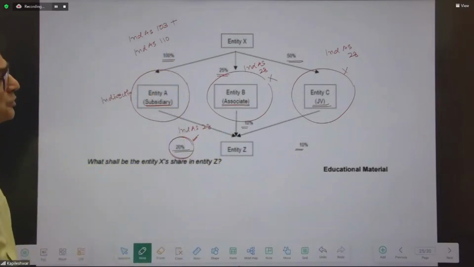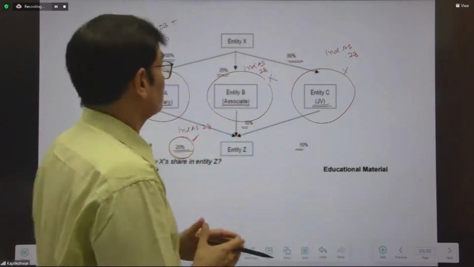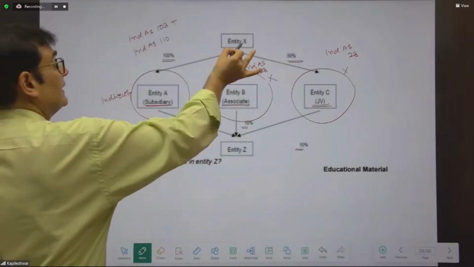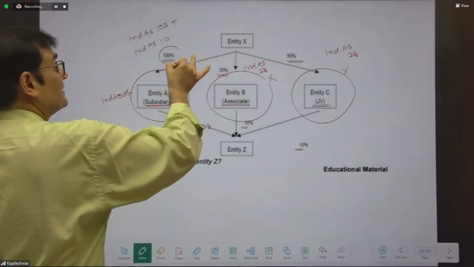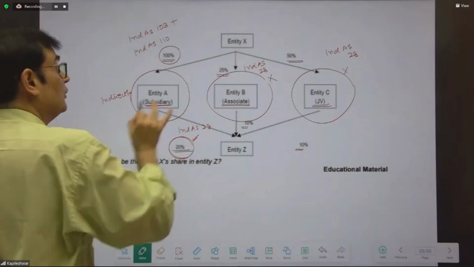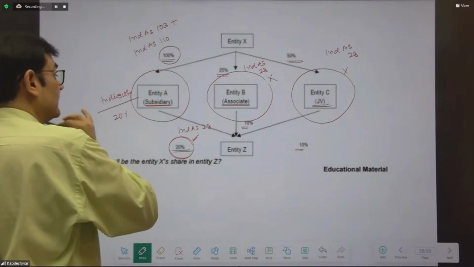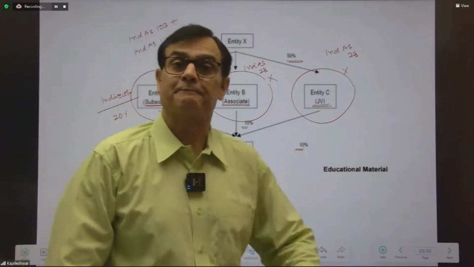I know the next question coming to your mind. You would say, sir, in this particular case, we're pretty safe that entity X has got a 100% stake in A and a 20% stake in Z. So he's indirectly got a 20% stake in Z. Therefore, it became an associate.